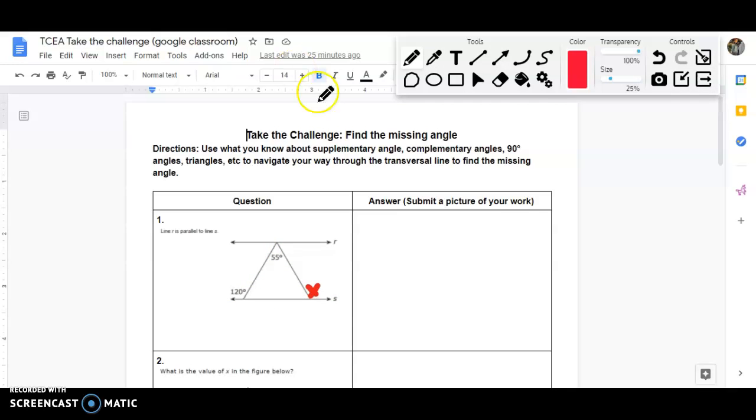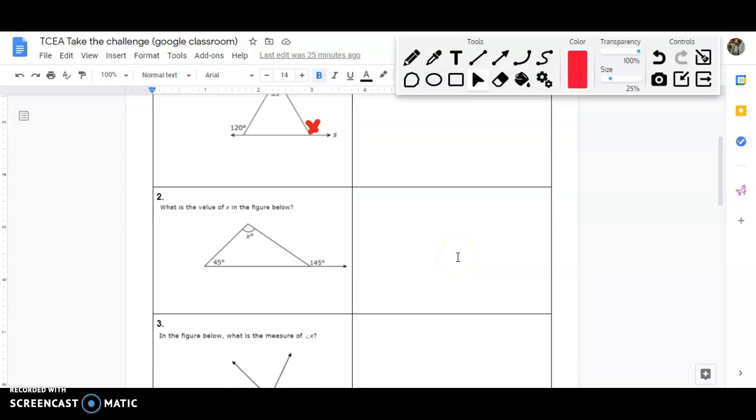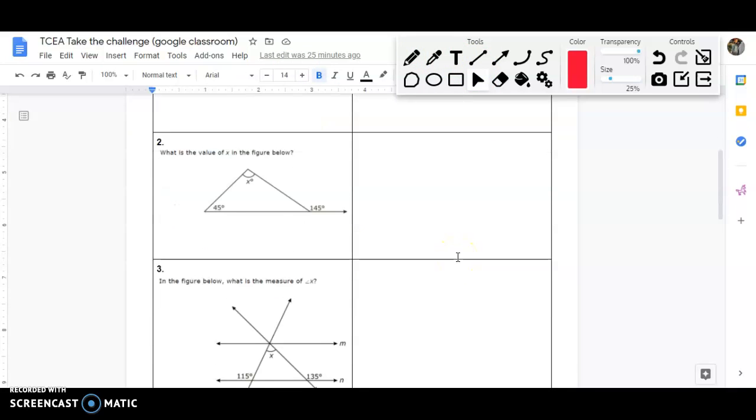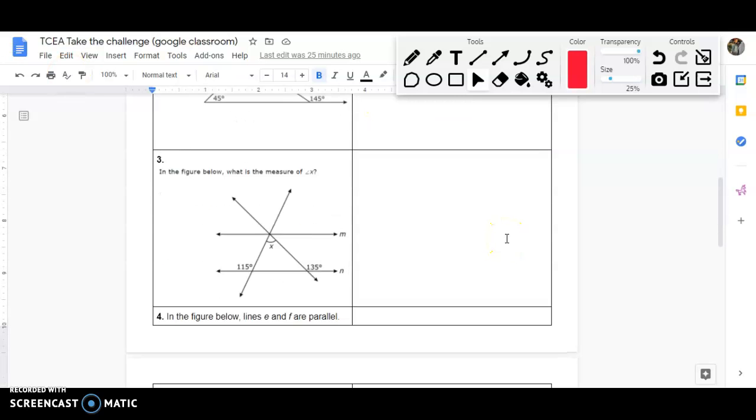Now let's take a look at number 2. Number 2 is pretty simple if you remember the exterior angle theorem, where the outside angle is the sum of the 2 remote interior angles. So that's not too tricky there. And then I want to go over number 3 for you, because there are similar ones on the next page as well.